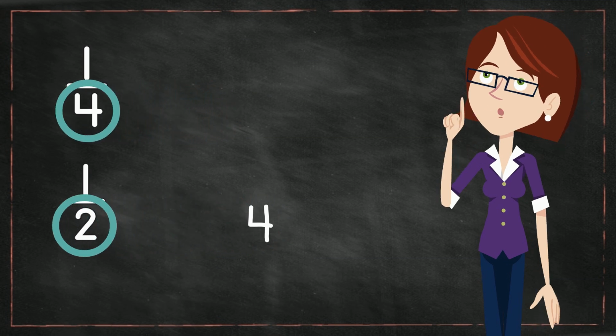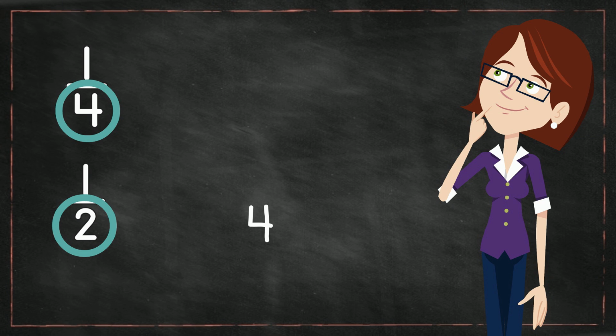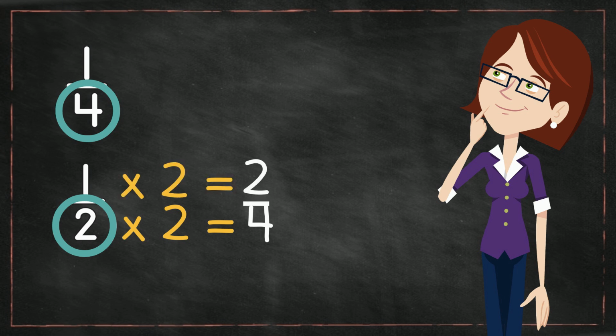Now that we know 4 is our common denominator, we need to turn 1/2 into an equivalent fraction with 4 as the denominator. How do we do that? Well, 2 times 2 is 4. Whatever we do to the denominator, we have to do to the numerator. 1 times 2 is 2. The equivalent fraction is 2/4.